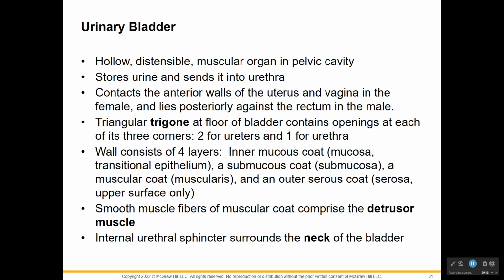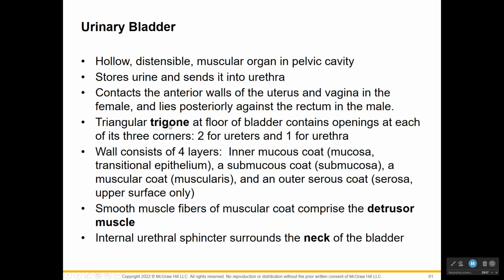It's against the anterior walls of the uterus and vagina in the female, and then posteriorly against the rectum in the males. If you've ever been pregnant, you understand that it is touching the wall of the uterus, because as that baby gets bigger and pushes, you're pushing on your bladder.